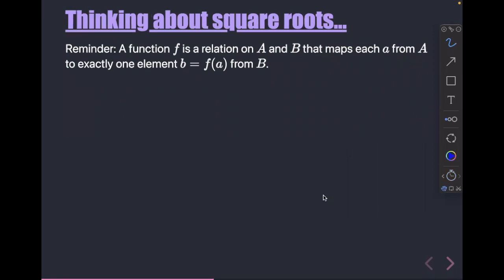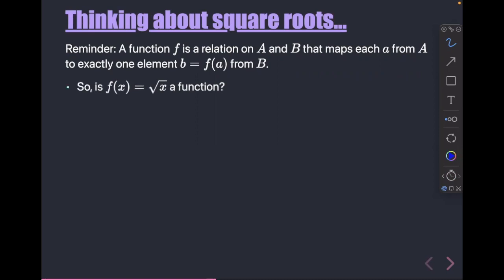And so let's do a little more practice on this idea of mapping over different sets. I want to do an example with square roots because I think it gets you thinking about those inputs and the importance of defining the domain and range. Just a reminder that a function f is a relation on A and B that maps each element from A to exactly one element in B.